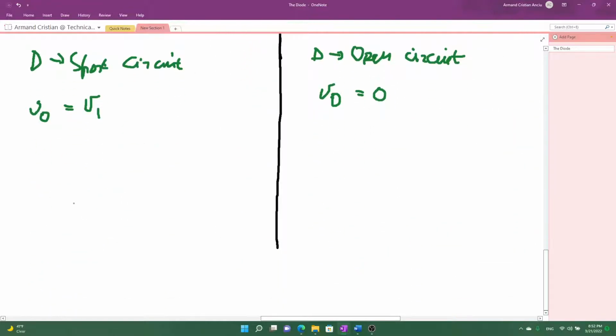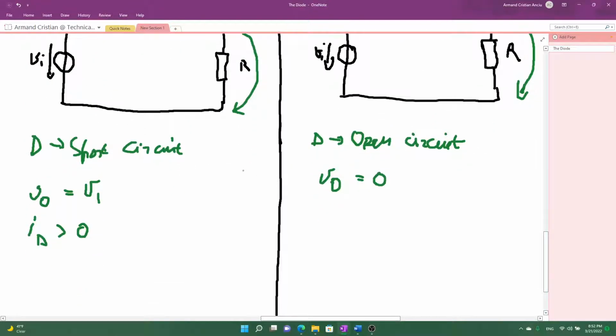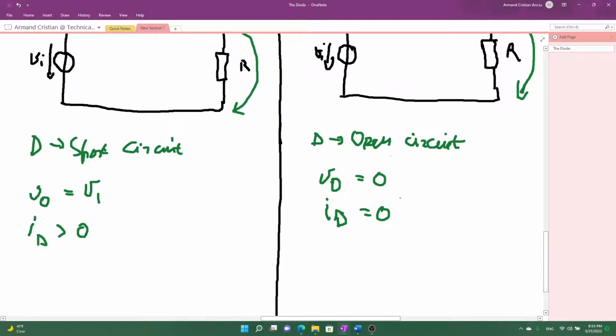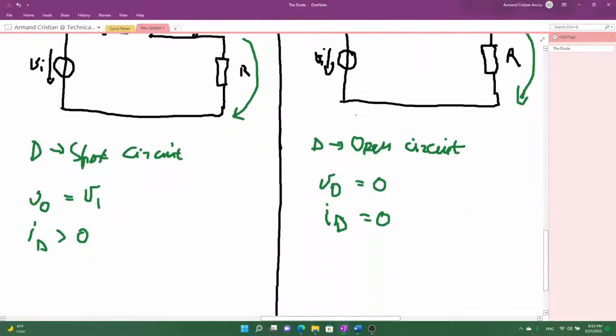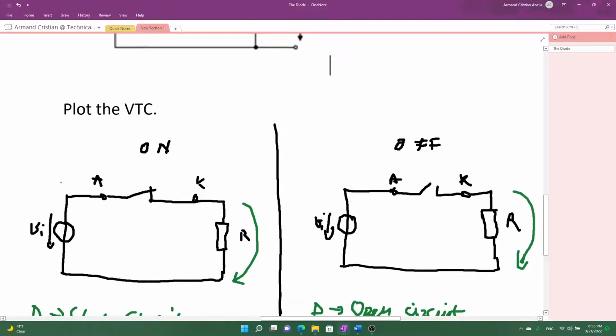Now, in terms of current, for when the diode is in the on state, we have a current going through it, which is greater than 0. Even if this is a wire, there's a current that goes through this wire. The same thing cannot be said about the off state of the diode, because the current through the diode here will be 0 due to the diode being an open circuit. So we don't have an output voltage or a current through the diode for the off state, but we do have a voltage and current for the on state of the diode.